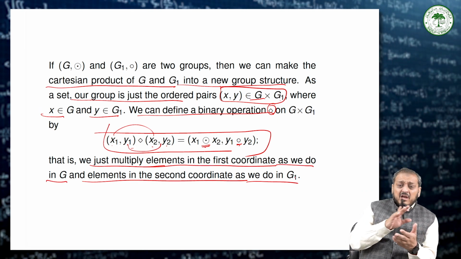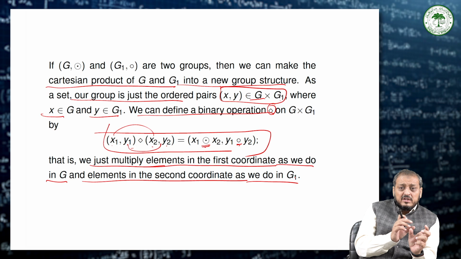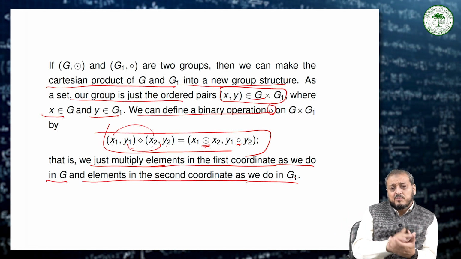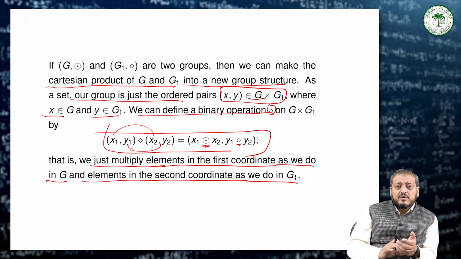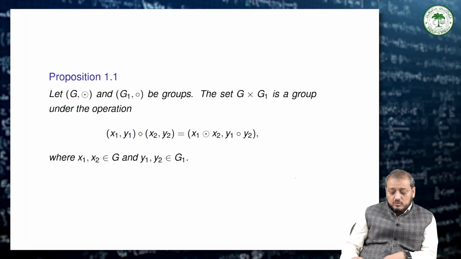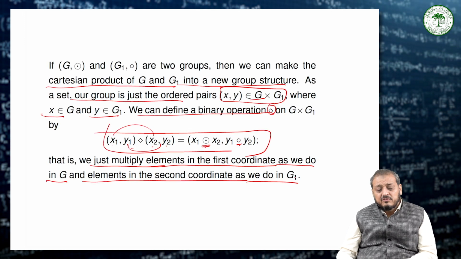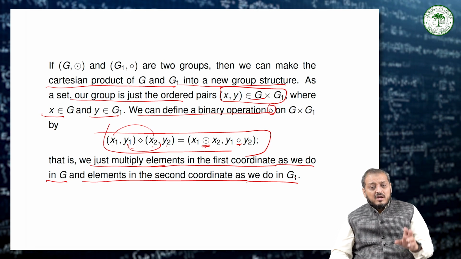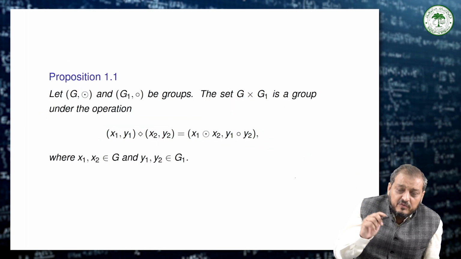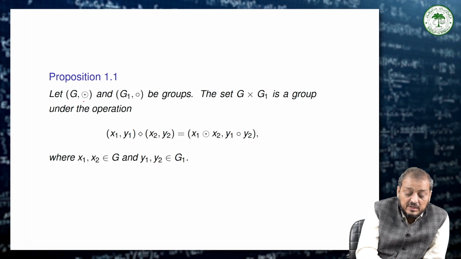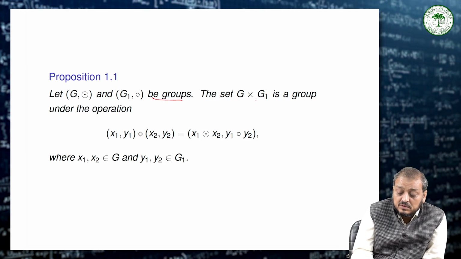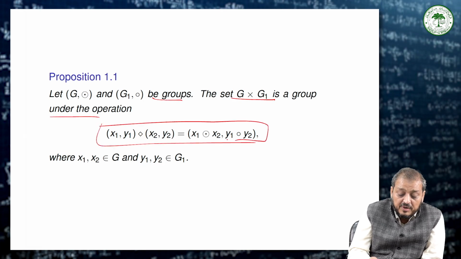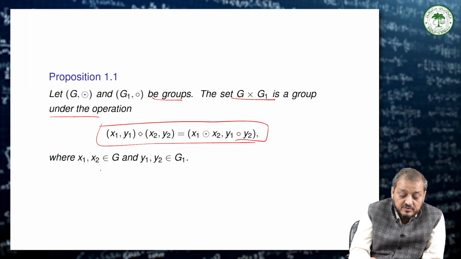So we take the composition of the first component from elements of G, and the second component from elements of G1. We have two different groups here. Now we try to check whether G cross G1 under this binary operation is a group or not. So let G and G1 be two groups. We say that under this binary operation, the set G cross G1 is a group.